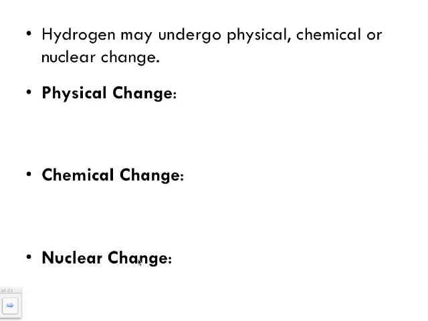Now, hydrogen may undergo physical, chemical, or even nuclear changes. If we're looking at a physical change for hydrogen, here's an example: hydrogen liquid evaporating into a gas. Hydrogen boils at minus 252 degrees Celsius. This is just an example, you don't have to memorize it. But here's an example of a physical change. Notice the properties of hydrogen liquid don't really change. It just converts into a different state, and that state being a gas.